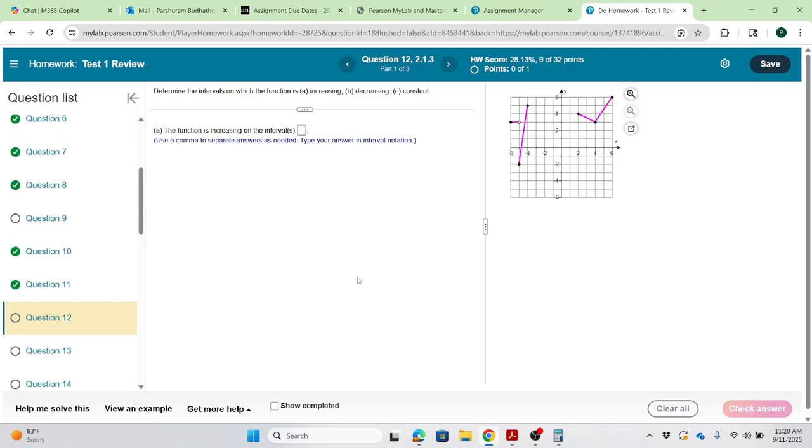Okay, so the same thing, you have to find out increasing, decreasing, constant. So I'm going to skip this one.